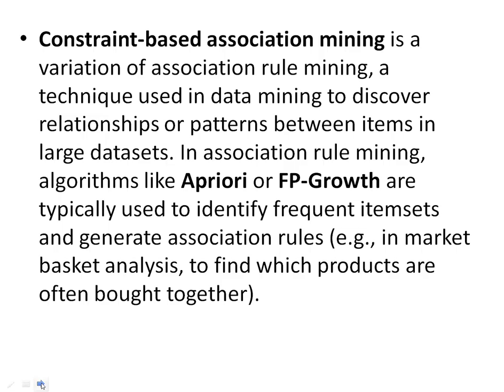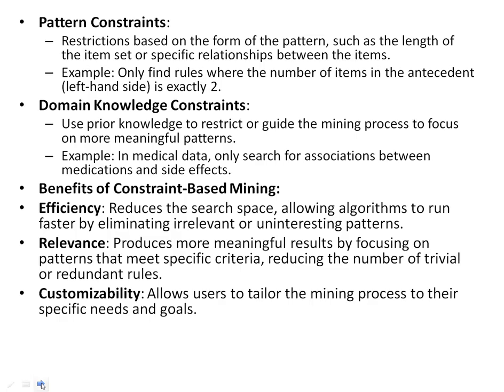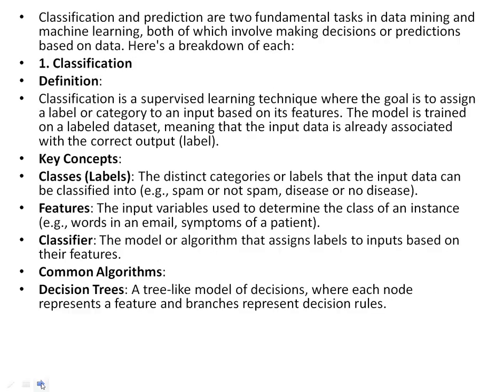Constraint-based association mining can operate with FP-growth, typically used to identify the frequent items, using the types of constraints: the frequency constraint, operator constraints, item constraint, aggregate constraints, pattern constraint, and domain knowledge constraint. And the benefits are efficiency, relevance, and customizability.